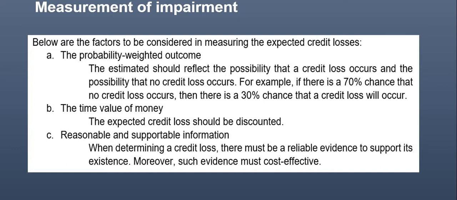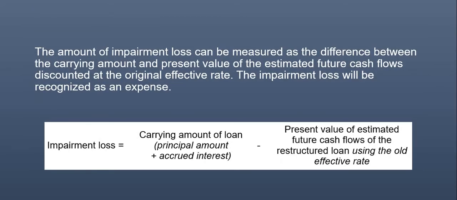Third, reasonable and supportable information. When determining a credit loss, there must be reliable evidence to support its existence. Moreover, such evidence must be cost-effective. Usually, what we use is the time value of money. The amount of impairment loss can be measured as the difference between the carrying amount and the present value of the estimated future cash flows, discounted at the original effective rate. The original effective rate is the nominal interest rate of the loan. The impairment loss will be recognized as an expense.